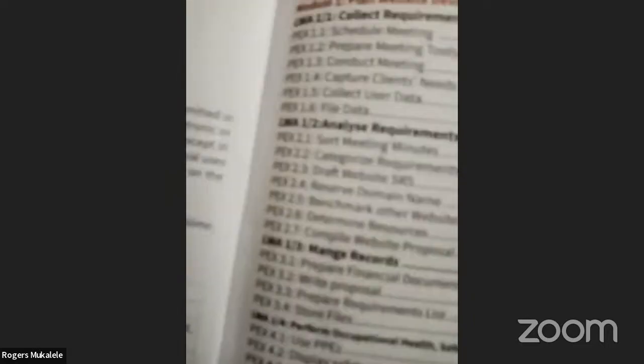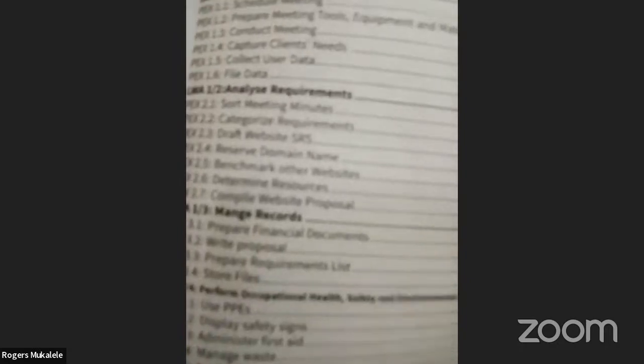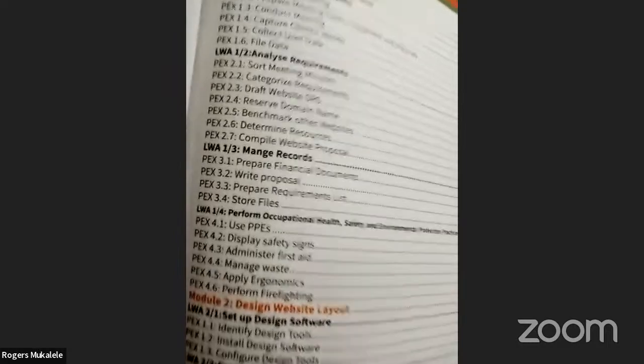We looked at what we call planning website development. You want to be a web developer, you want to design a website. A website has to be planned. So we looked at how you schedule meetings, how you collect data from the client, how you analyze what the client needs, because some clients don't know what they need. So you may be able to advise them and give them a compiled website proposal, which factors in the specifications of the website, the various parts of the website, and also a budget. You need to have a contract with the client right from day one.